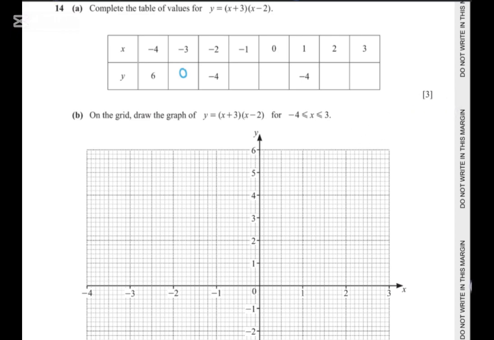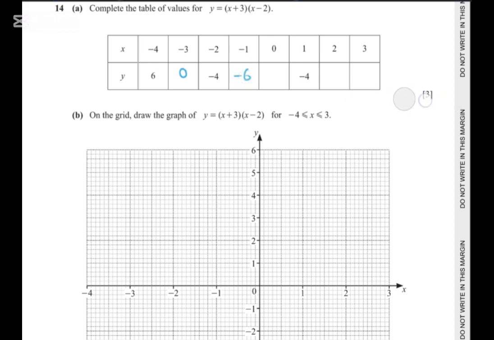Then next is minus 2. When x is minus 2, what is y? So again y is equal to minus 2 plus 3 into minus 2 minus 2, which is plus 1 into minus 4, which is minus 4. This is already done. We have to find out the unknown values. So minus 1 we will take. First y is equal to minus 1 plus 3 into minus 1 minus 2. So minus 1 plus 3 is 2. 2 into minus 3 is minus 6. So this is minus 6.